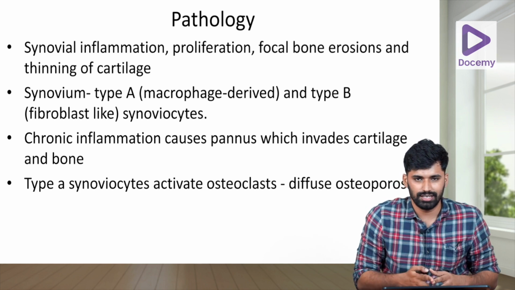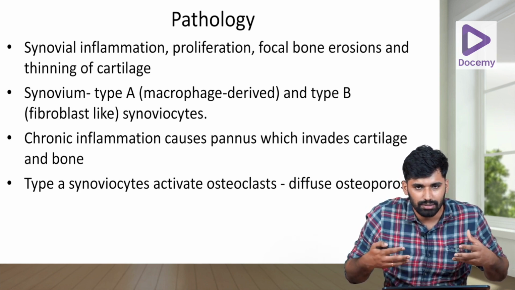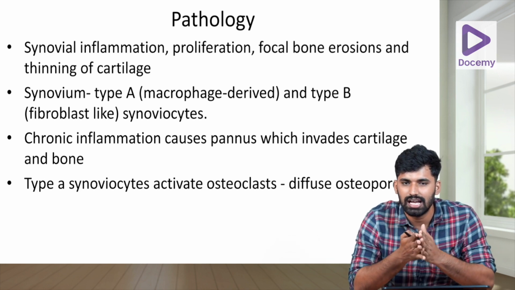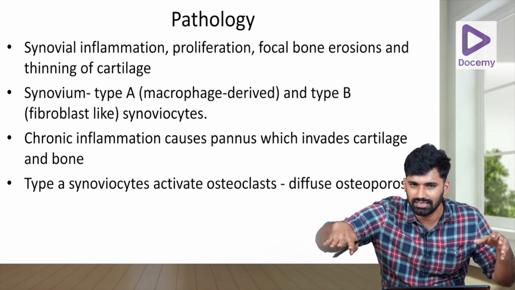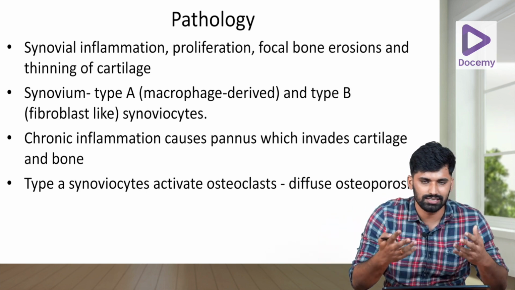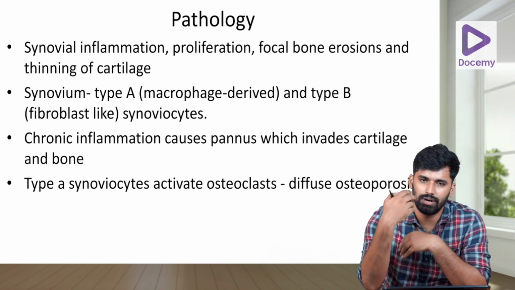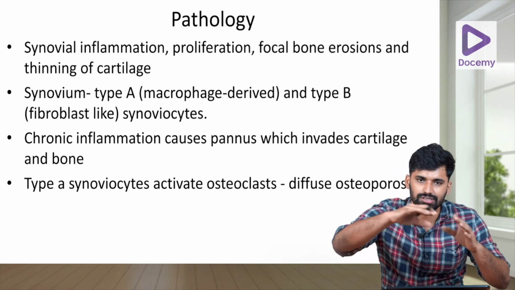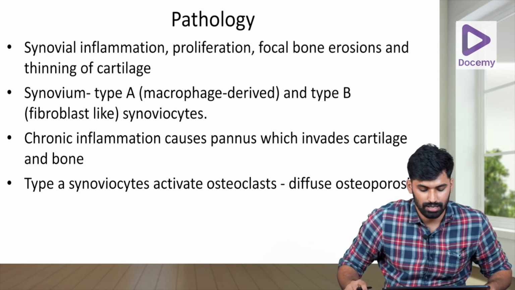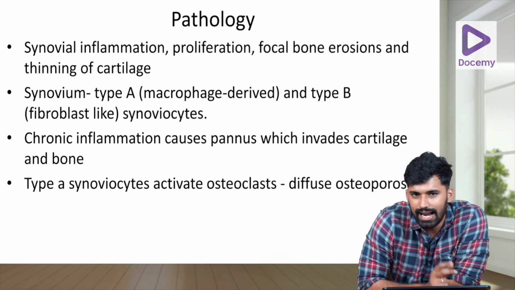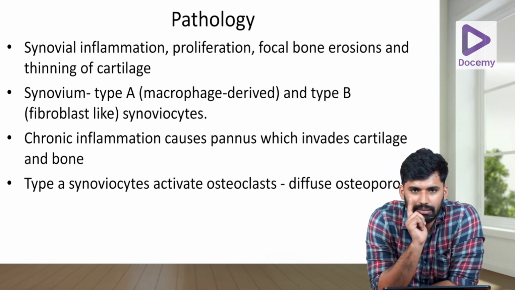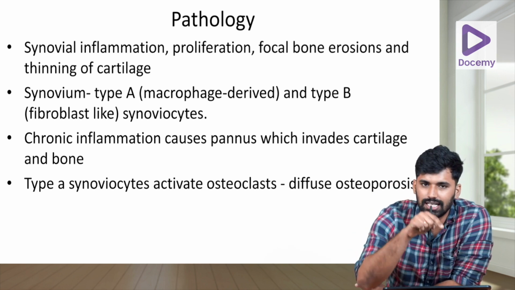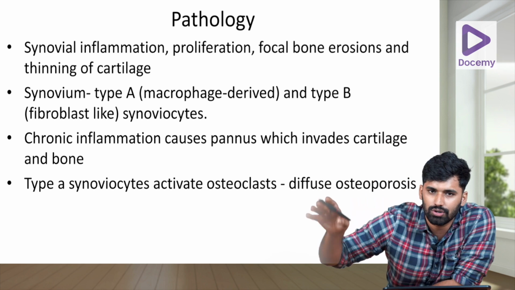This type B synoviocyte-containing pannus, containing B cells and antibodies, will invade the cartilage and bone and damage the cartilage and bone. And the type B synoviocytes will further secrete multiple matrix components, and it will produce vascularity of the joint environment. But type A synoviocytes will activate the osteoclasts. The osteoclasts are actually modified macrophages, and cause diffuse osteoporosis surrounding the joint.